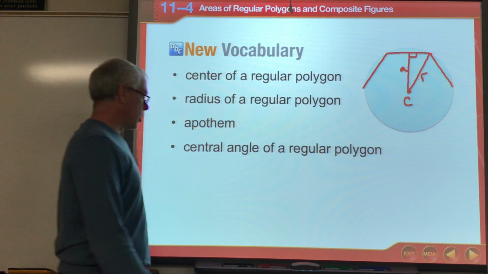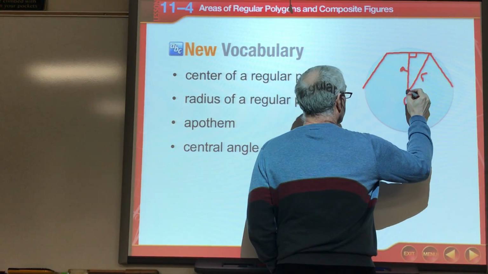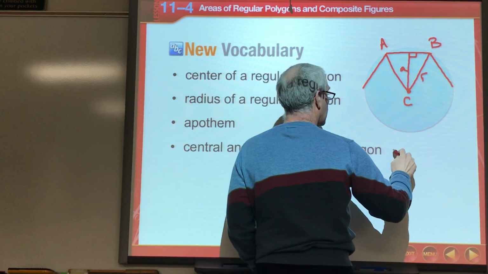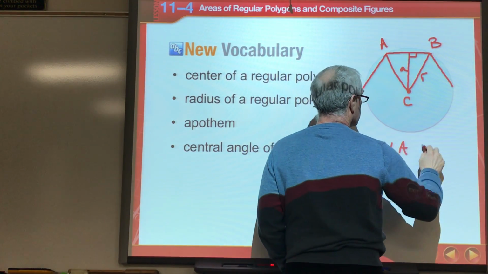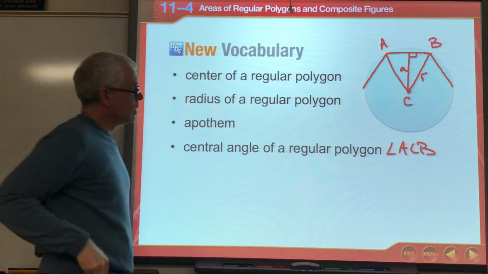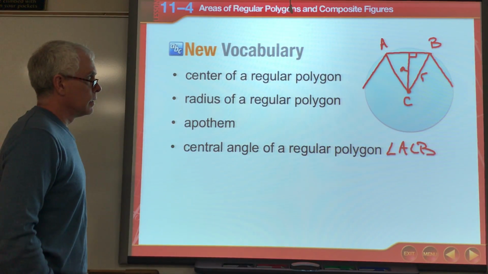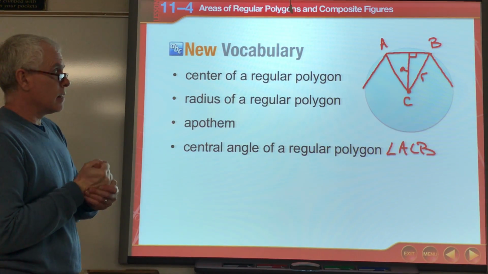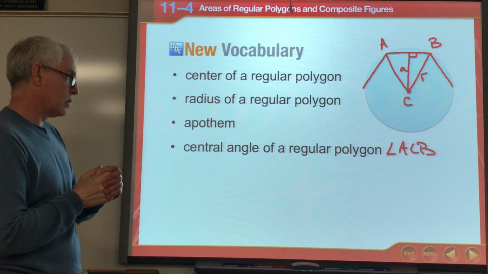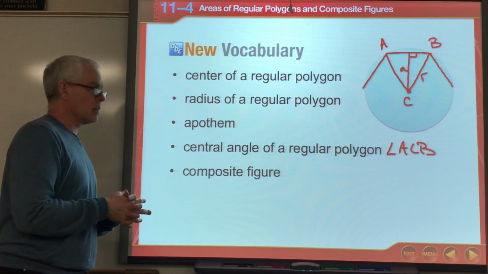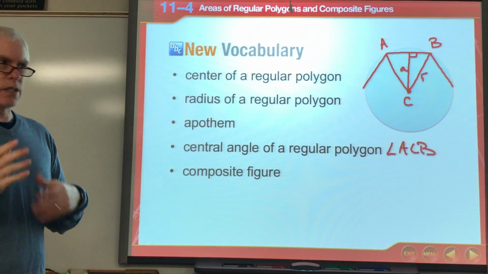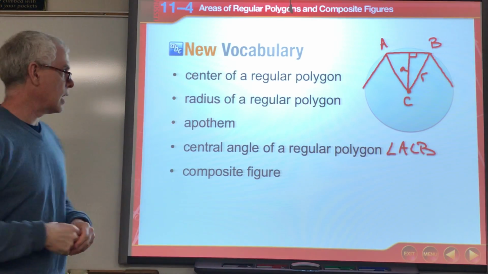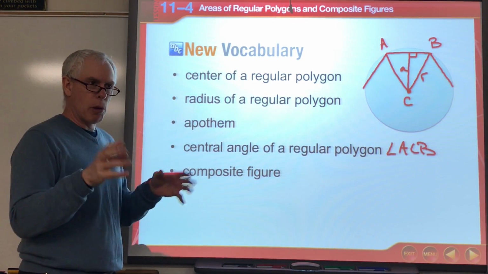The central angle of the polygon, okay, if I draw in another radius and then I give these an A and a B, the central angle here is going to be angle ACB. Okay, and that's going to be important for finding some of the sides that we need. We're going to be spending some time finding perimeters of those and that apothem, and it's going to be important for us to find this central angle. Okay, and a composite figure has nothing to do with what we just talked about. That's just a figure I might put like a track where you've got a rectangle with half circles on the end.